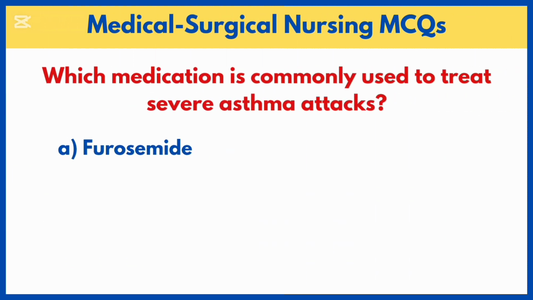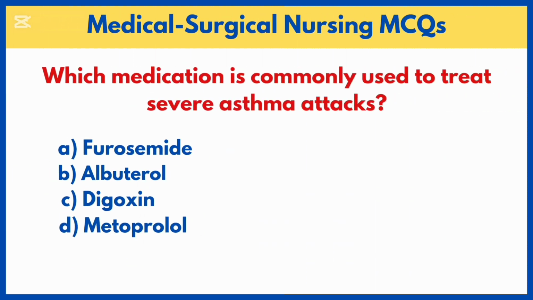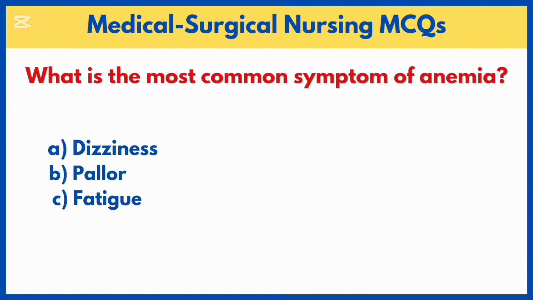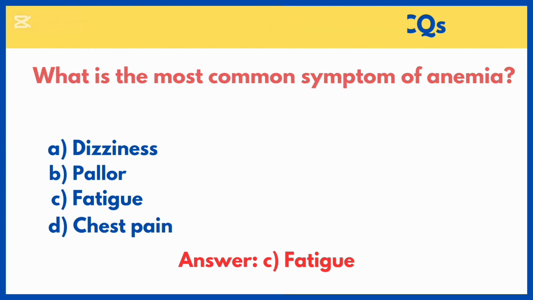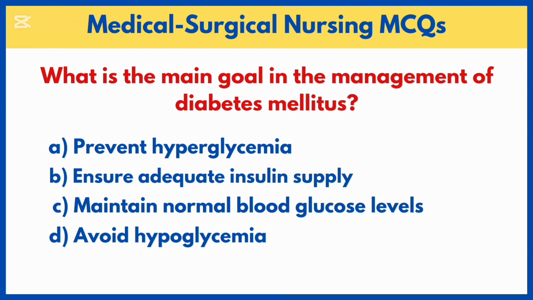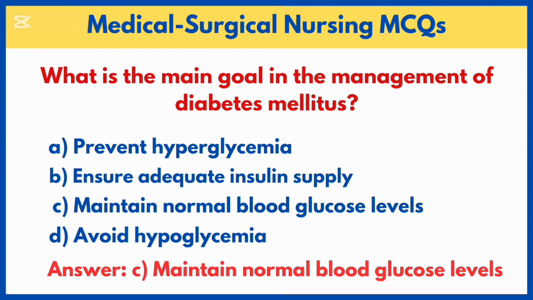Which medication is commonly used to treat severe asthma attacks? Correct answer is option B. Albuterol. What is the most common symptom of anemia? Correct answer is option C. Fatigue. What is the main goal in the management of diabetes mellitus? Correct answer is option C. Maintain normal blood glucose levels.